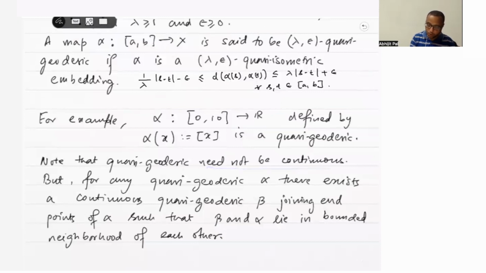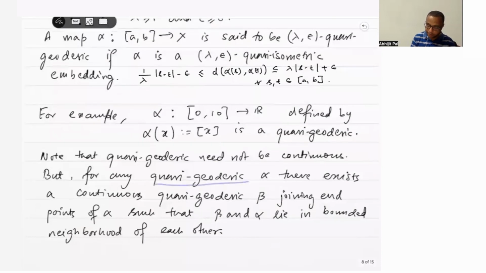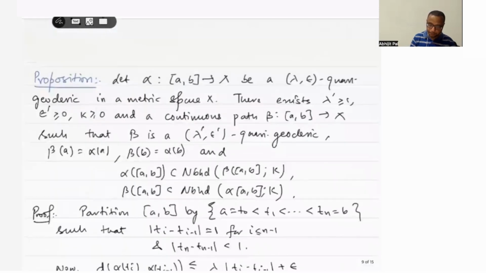So what we can show is that for any quasi-geodesic alpha, there exists a continuous quasi-geodesic beta joining the endpoints of alpha such that beta and alpha lie in a uniformly bounded neighborhood of each other. That is what I have written in this proposition. Let us take alpha to be a (lambda, epsilon) quasi-geodesic defined on this closed interval [a, b].